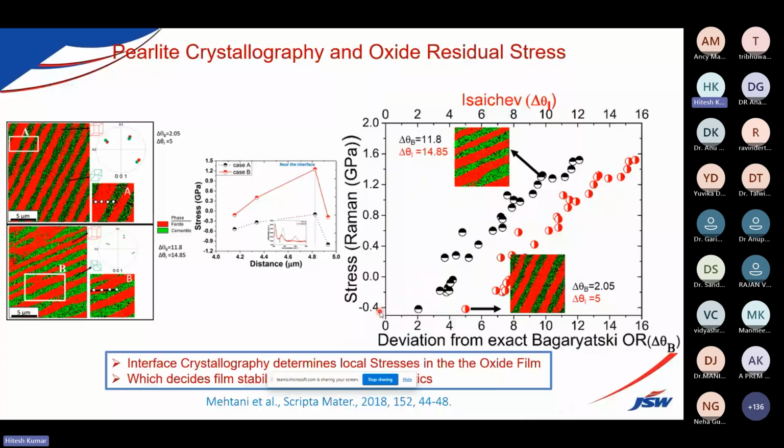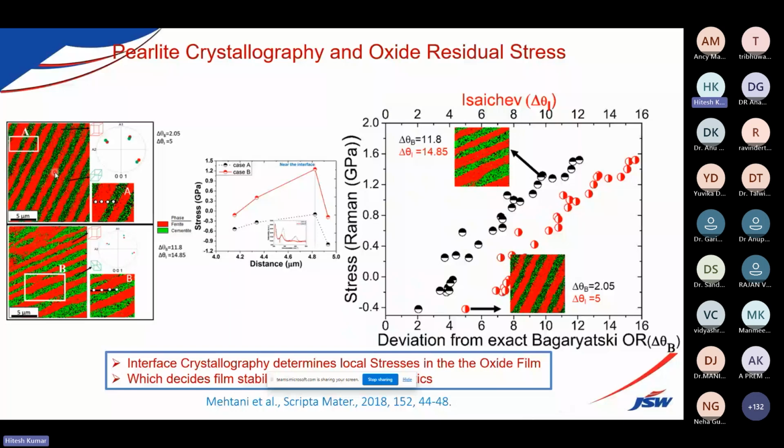So at the end, what we find out is that if you want to understand the local stresses, interface crystallography is going to play an important role. And those stresses directly impact the stability of the oxide scale which is forming. So if you want to form a good oxide scale, or a scale which is more adherent to your surface, then you need a good orientation relationship between your ferrite and the cementite.